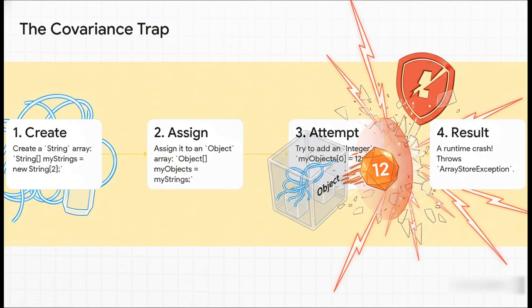This example shows the danger perfectly. Step 1, you make a String array. No problem. Step 2, you assign it to an Object array variable. Because of covariance, this is totally legal. Now, that new variable thinks it can hold any kind of object, right? So in step 3, you try to put an Integer, the number 12, into it. The compiler looks at this and says, sure, an Integer is an Object, looks good to me, but the array underneath still knows it's only supposed to hold Strings. And the result? Your program compiles just fine, but the moment it runs, bam, it crashes with an ArrayStoreException.